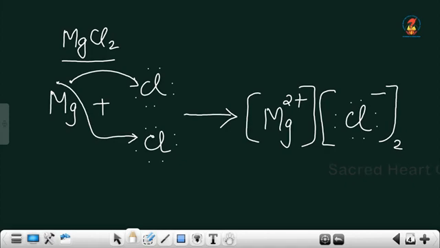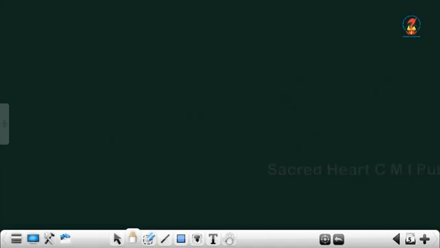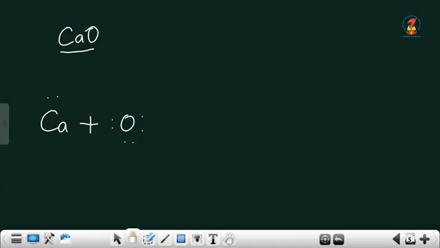In the same way, we can show the electron dot structure for the formation of calcium oxide also. Calcium oxide, what is the formula? CaO. Okay, and there also, calcium contains 2 valence electrons. So those 2 electrons we can show here, and it will be reacting with the oxygen. And you know, one single oxygen requires 2 more electrons to complete its octet. So both the electrons will be transferred to the same oxygen.